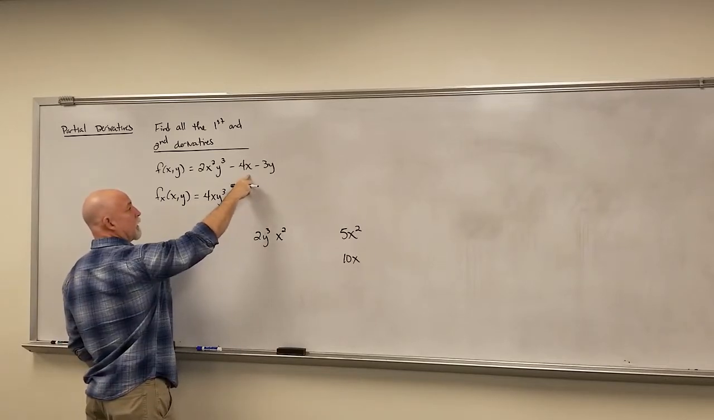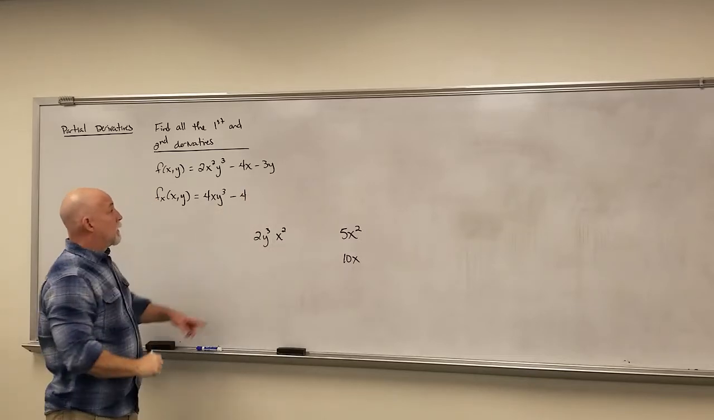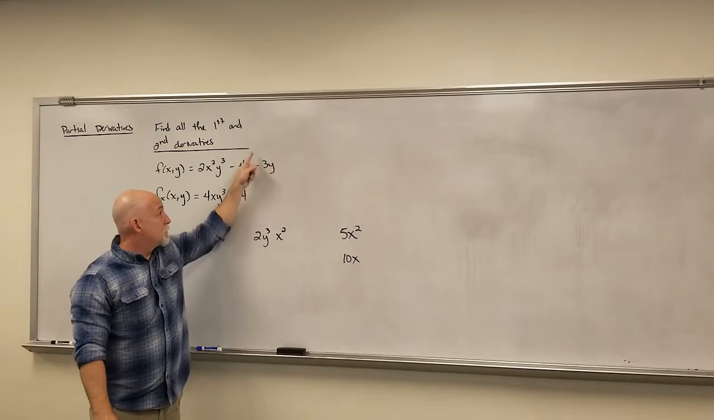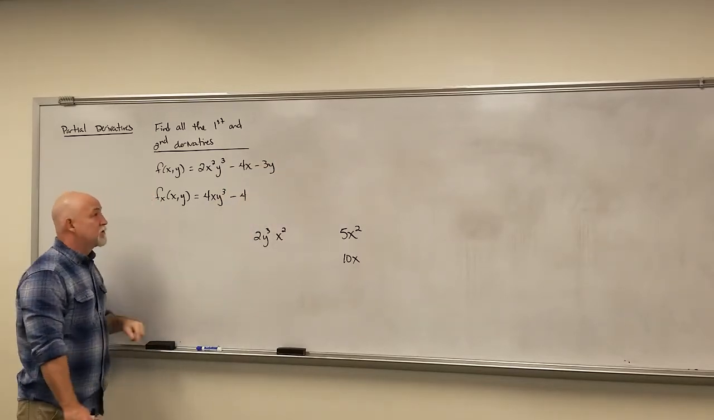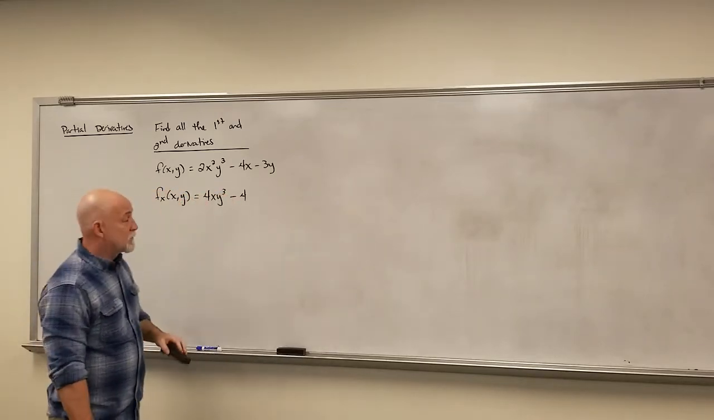Now the derivative of negative 4x with respect to x is just 4. Now, the derivative of this with respect to x, well, there's no x's with it, which means it's a constant, and we know the derivative of a constant is 0. So that is our derivative with respect to x.